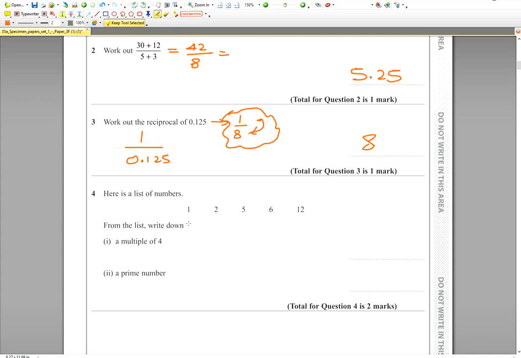Next, here's a list of numbers. From the list, write down a multiple of 4. A multiple of 4 would be something in the 4 times table. So we can go for 12.